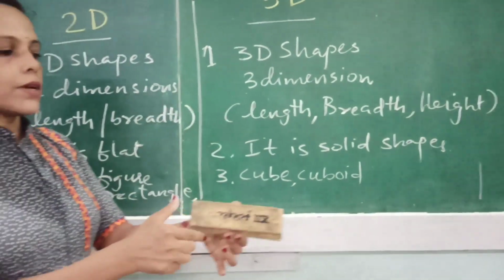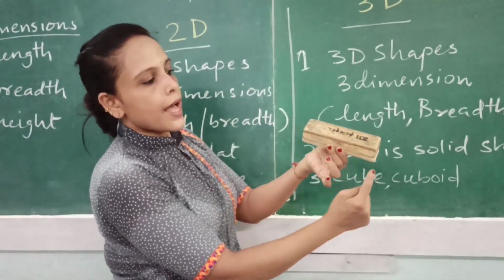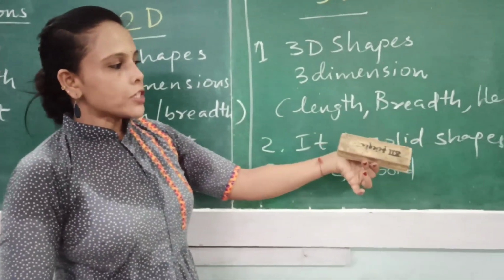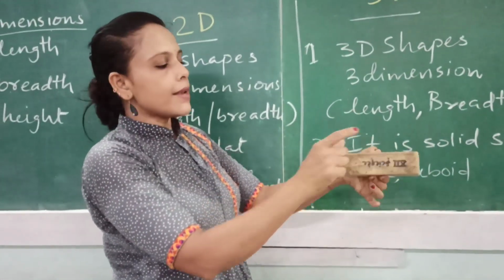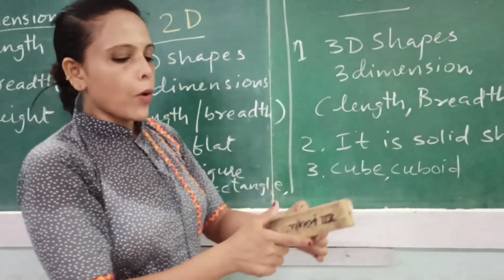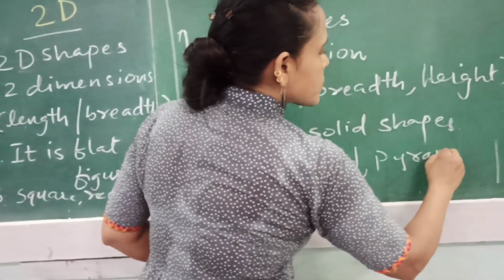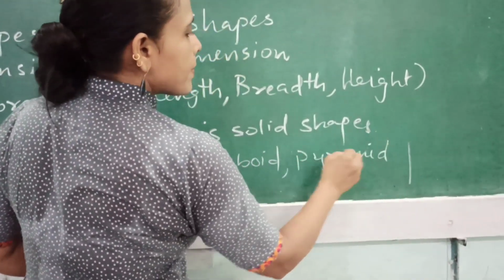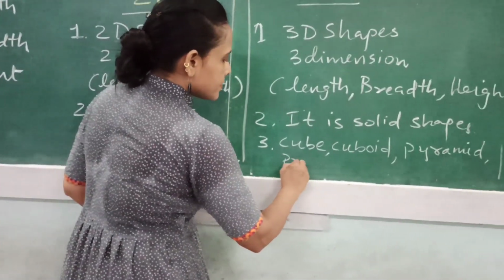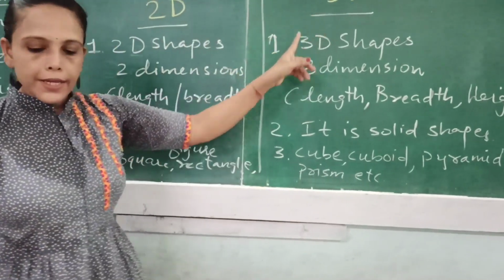See this duster? It has length, it has height and it has breadth. So this is a 3D shape. It's a cuboid shape. Two sides are rectangle. Can you see this? Yes. So this is the cuboid shape. Next is pyramid. Pyramid also is a solid shape and it's a 3D shape. Next is prism. So these are the examples of 3D shapes.